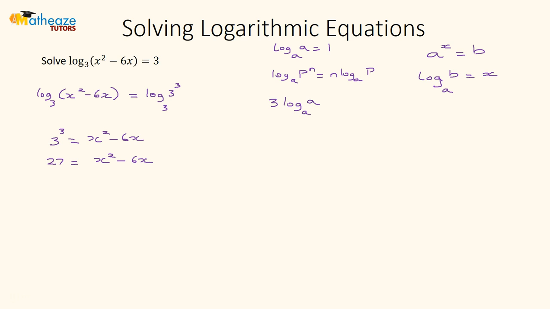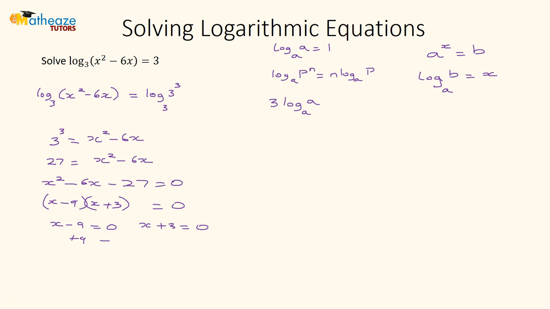So we're going to rewrite this. We're going to have x squared minus 6x minus 27 equal to 0. And let's factor this. We end up having x minus 9, x plus 3. So we have x minus 9 equal to 0, x plus 3 equal to 0. So we add 9 in this case, and we have x equal to 9. We subtract 3 in this case, we have x equal to negative 3.